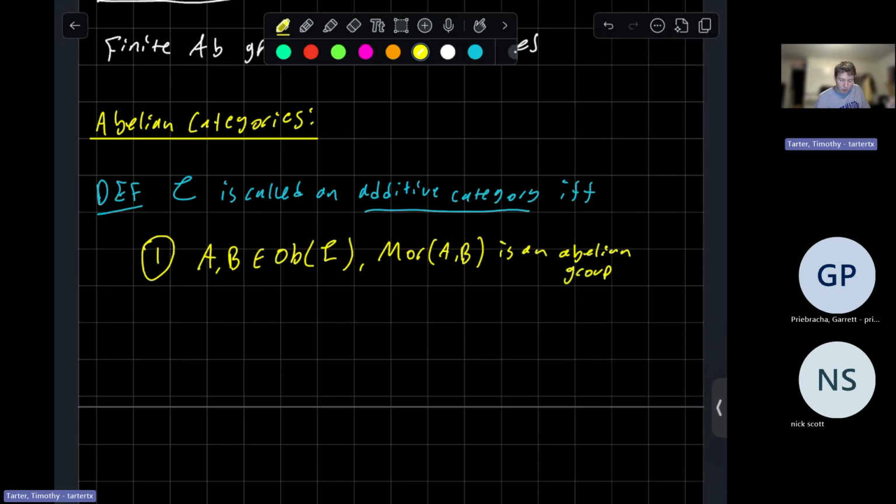What do we mean by this? Well, we're thinking of this under the operation of function composition, right? So when we defined the symmetric group a long time ago in abstract algebra, we said the symmetric group is all of the permutations of a set, and the operation on these functions is function composition. So basically, for any two objects in the category, its morphisms form an abelian group under function composition.